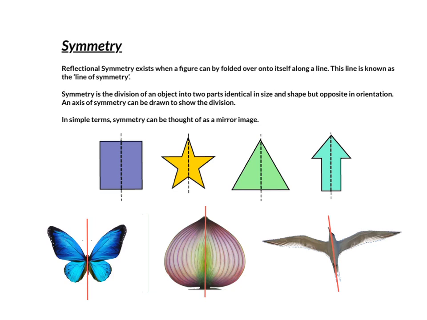The butterfly in the bottom left-hand corner has a line of symmetry because its left and right sides are very similar. The onion in the middle has a line of symmetry because if we place a vertical line straight down the middle of the onion, the left and right sides appear the same. And the bird to the right, look at the wings, look at the body. We can place a line of symmetry straight down the middle of the body of the bird, and the left and right sides appear very similar.